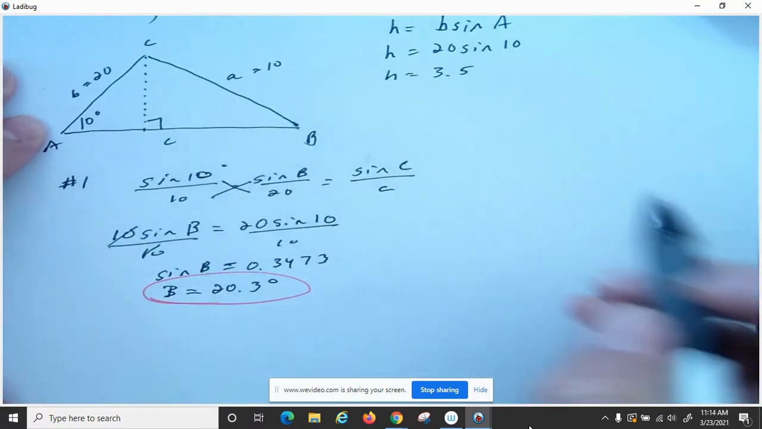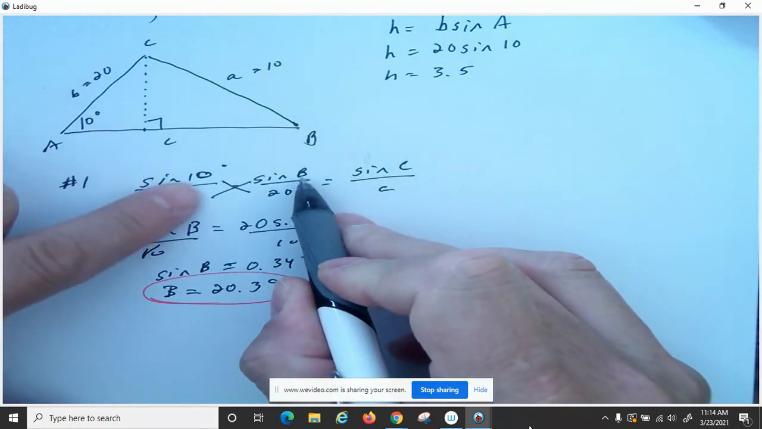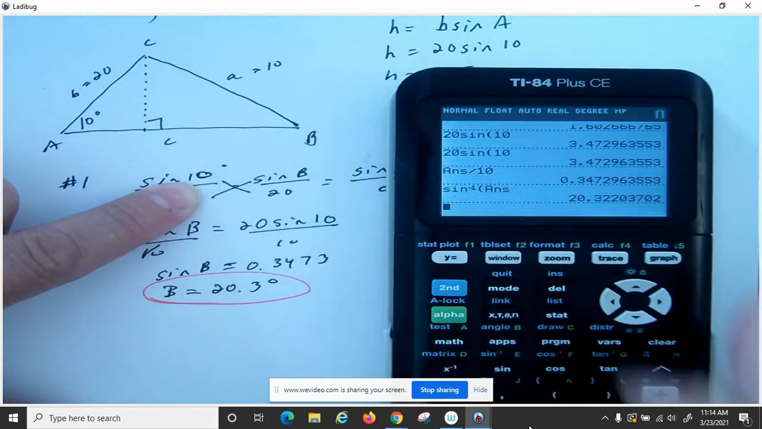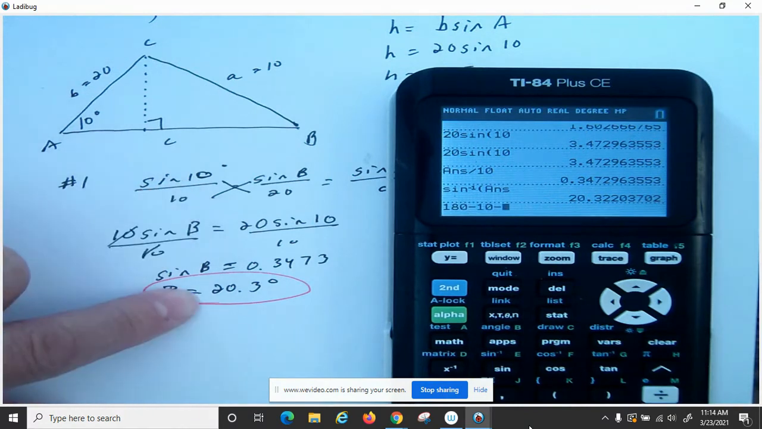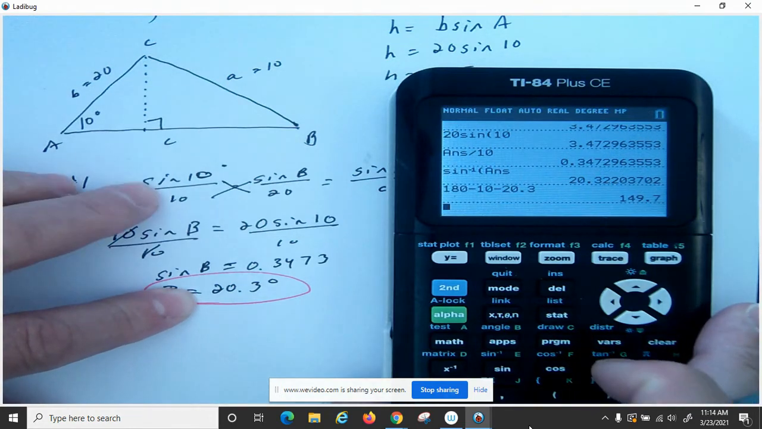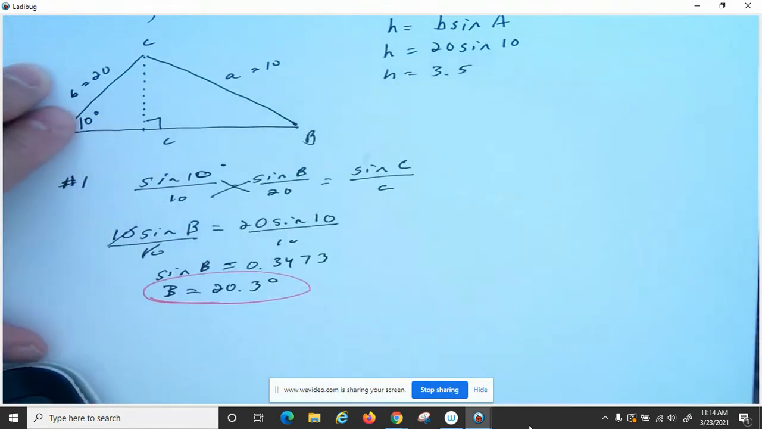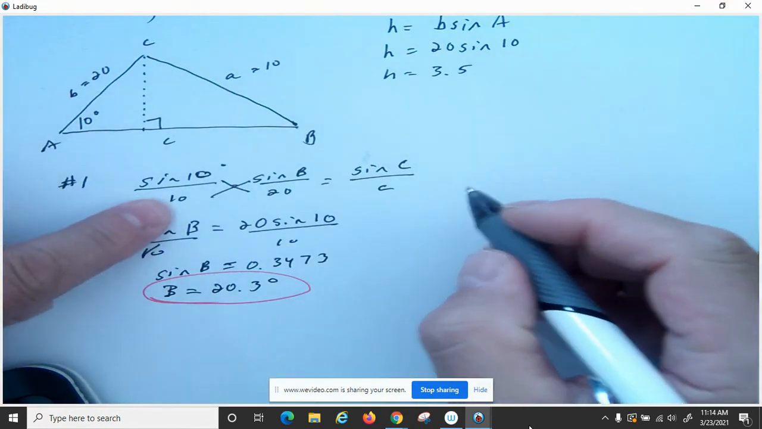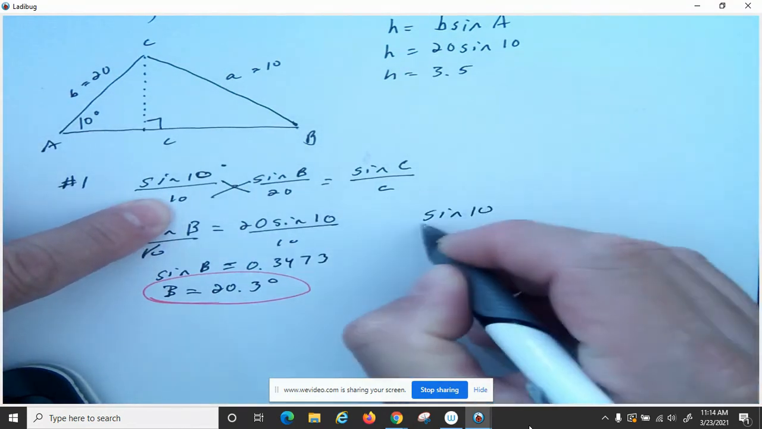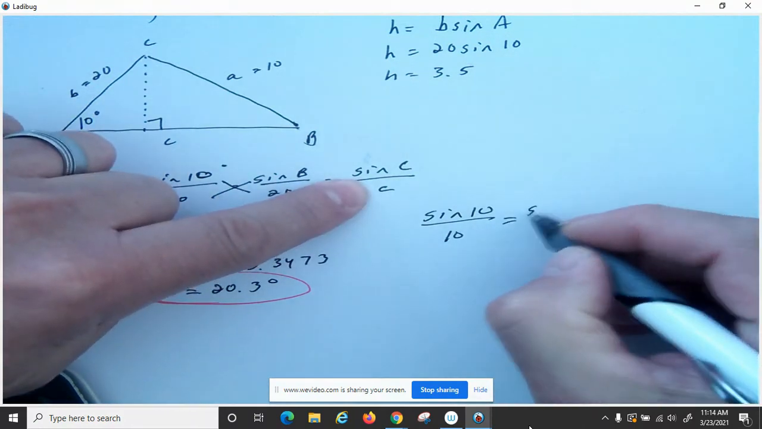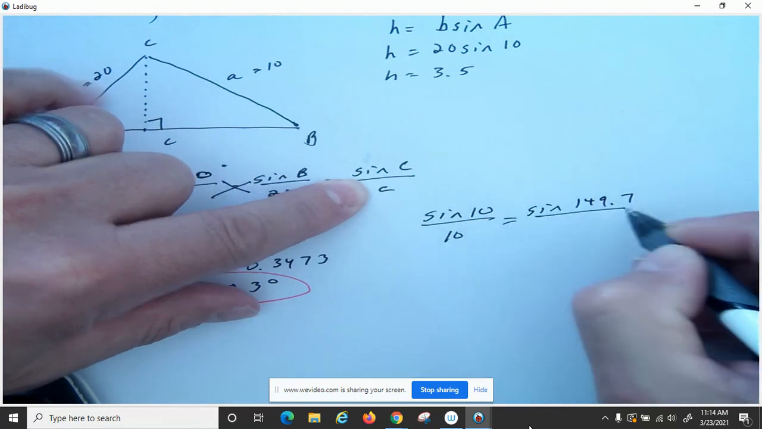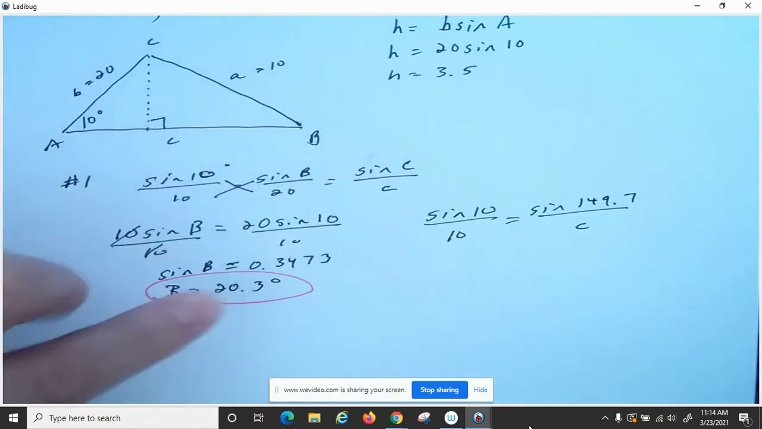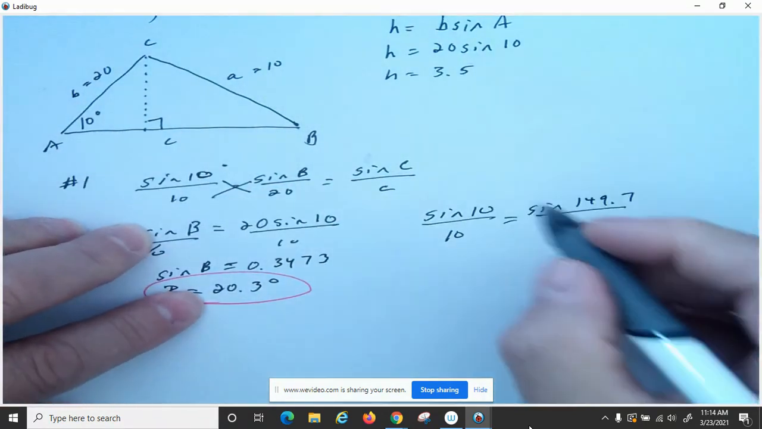All right, so I now have angle B. I know what angle A is, so angle C must be 180 minus 10 minus 20.3, which is equal to 149.7 degrees. All right, so I'll take this ratio is equal to the sine of 149.7 degrees over C, and I'll solve it for side C.